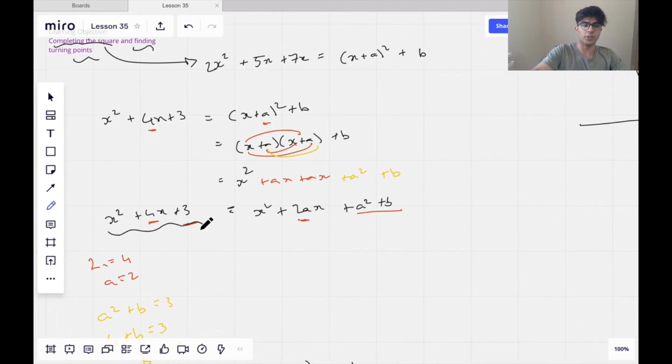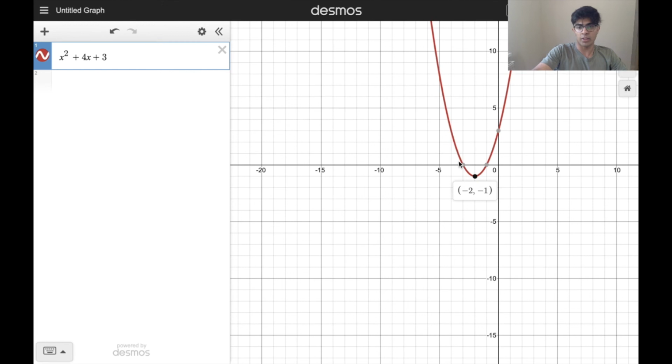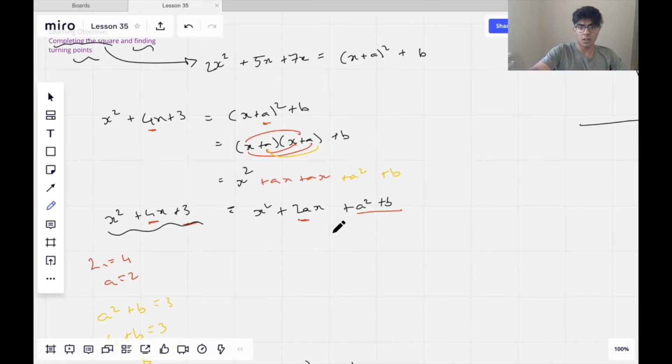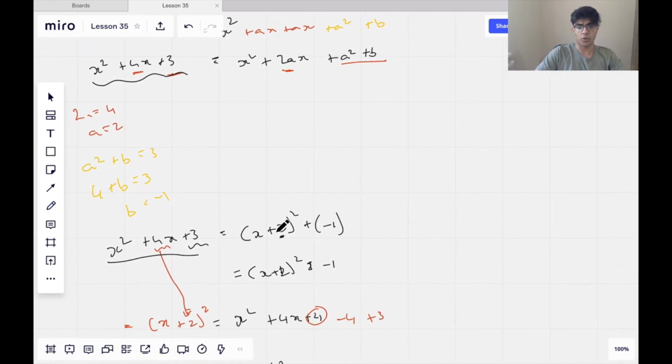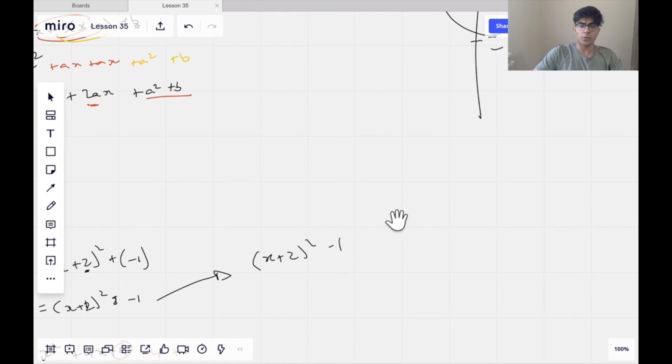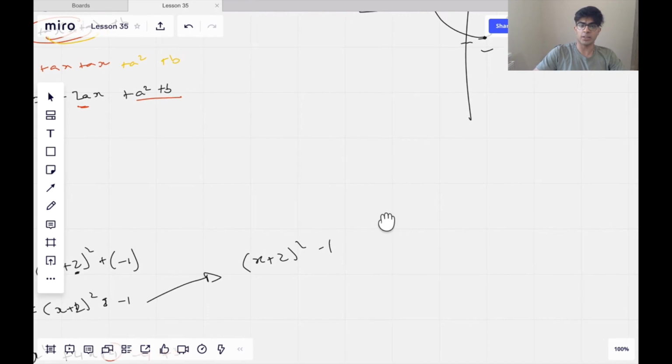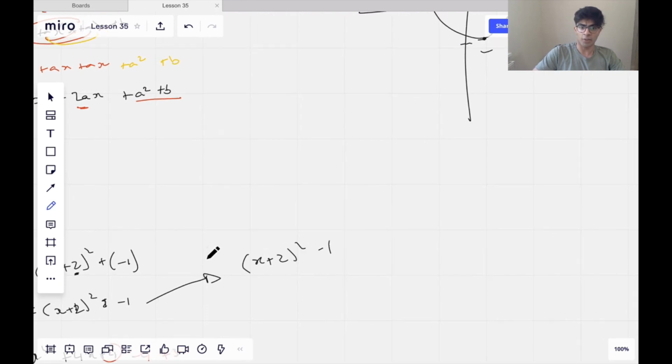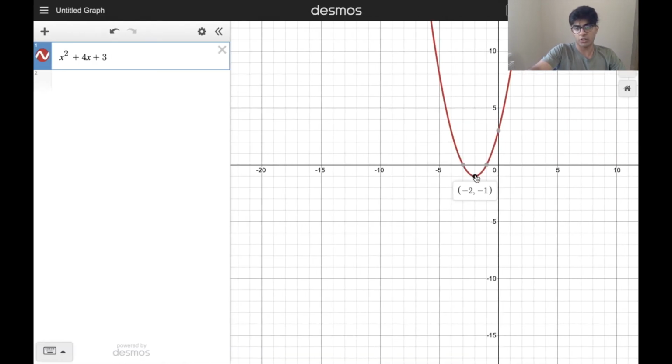I've got it plotted here. If we look at this, the turning point here is minus 2, minus 1. So we look at our quadratic, our factorized form. We can complete the square form. We've got x plus 2 squared minus 1. And remember, the turning point is the coordinates at which the y value is the smallest. If you look at here, look, this is the turning point.